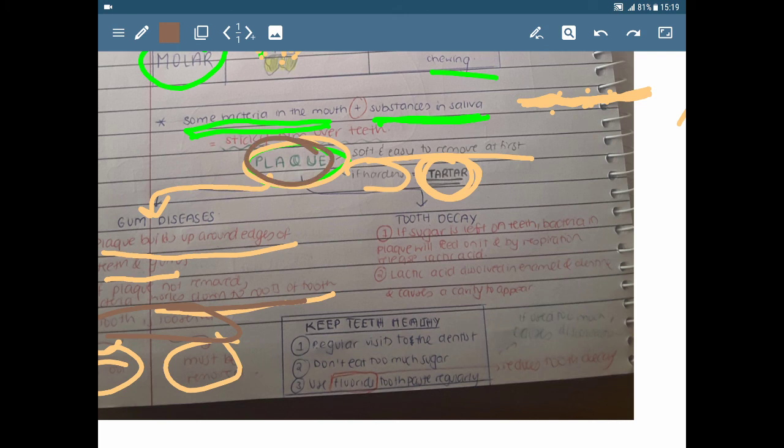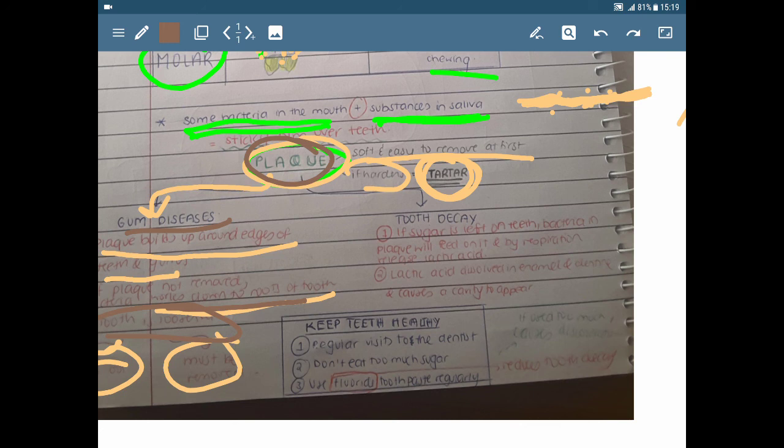If sugar, think about it. Gum disease, always remember that the tooth is supposed to be loosened or removed. Tooth decay is caused by eating sugar. Always remember that. Decay, a cavity appears. Think about it like that.